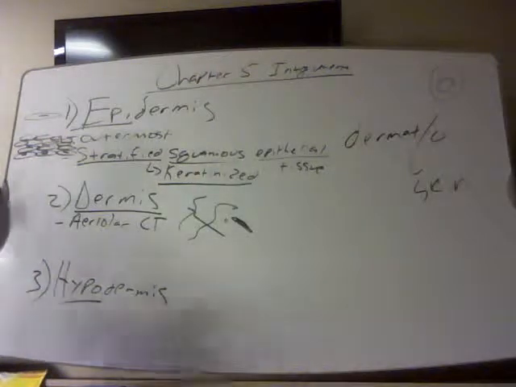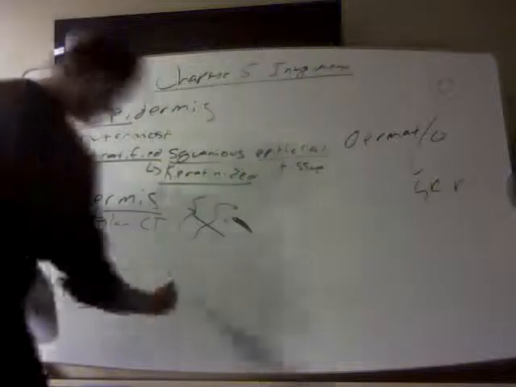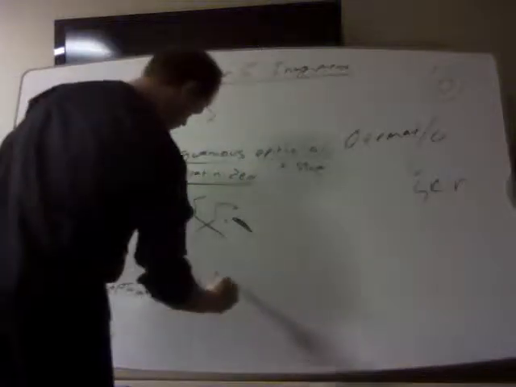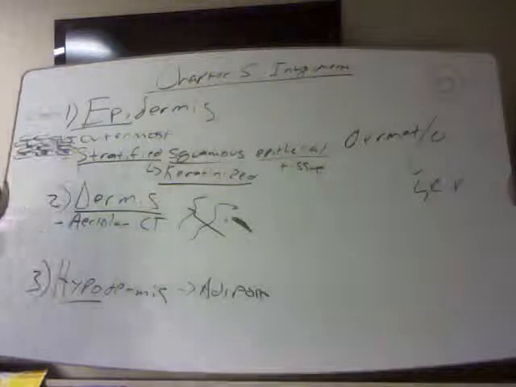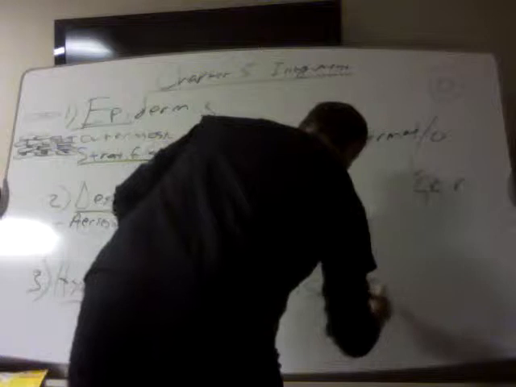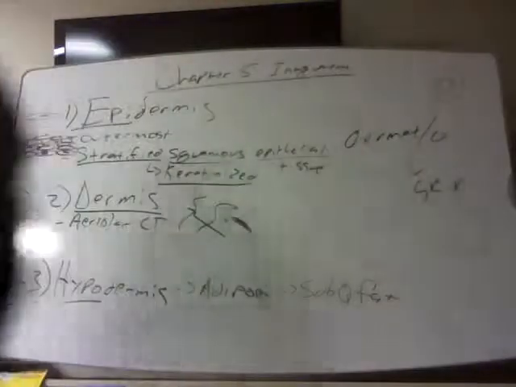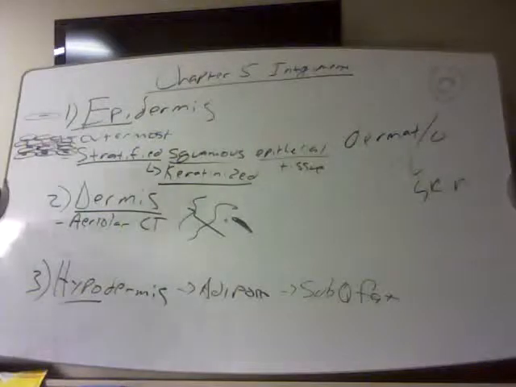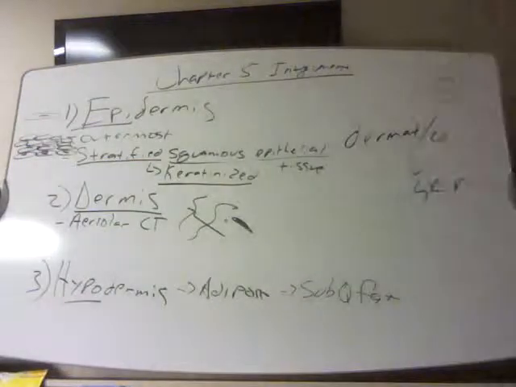Okay, and the hypodermis, this is relatively simple. This is just adipose tissue. Remember, adipose tissue is basically fat. So you have a layer of fat. This is what's often referred to as subcutaneous fat. This is real easy to talk about because this is where you remember the function of adipose tissue.